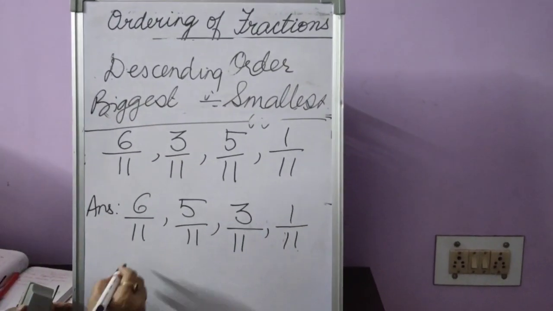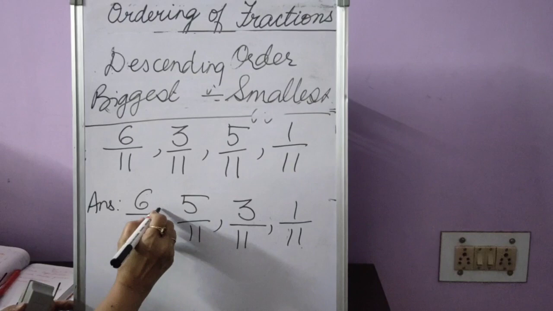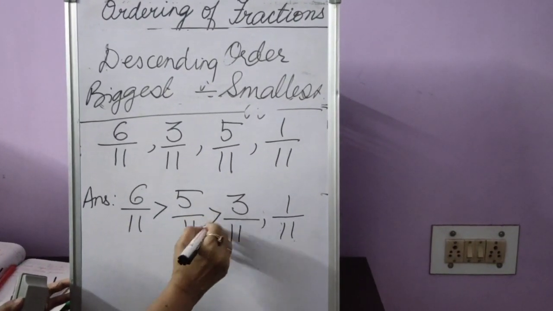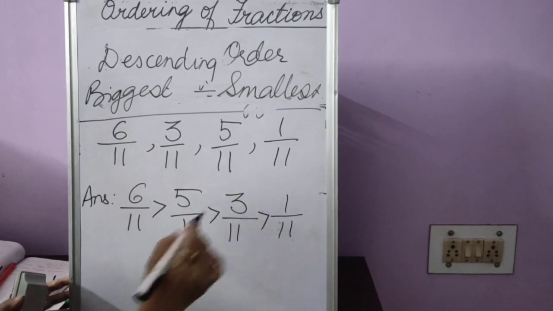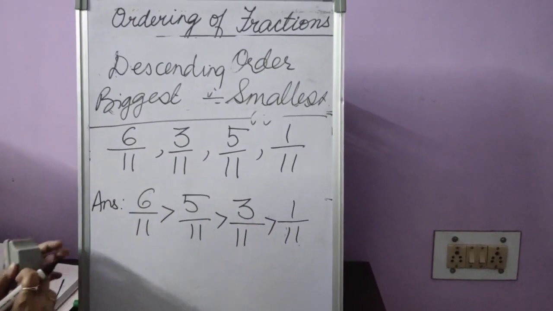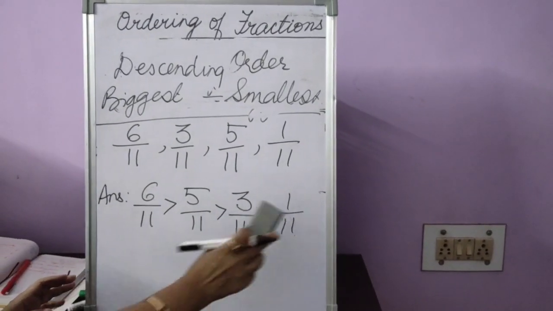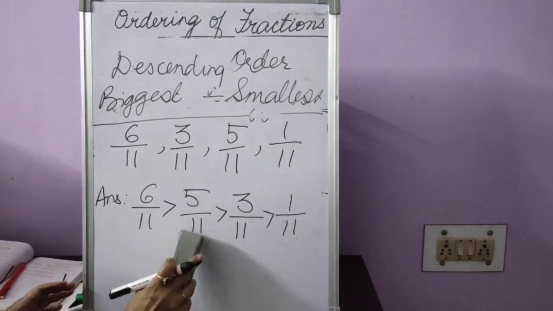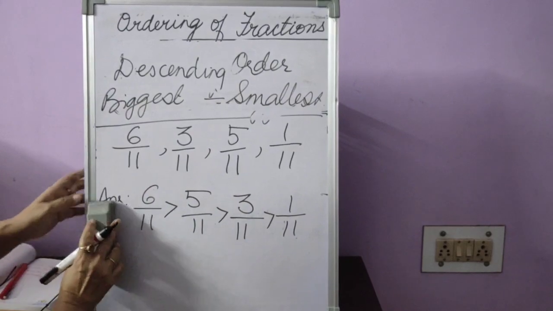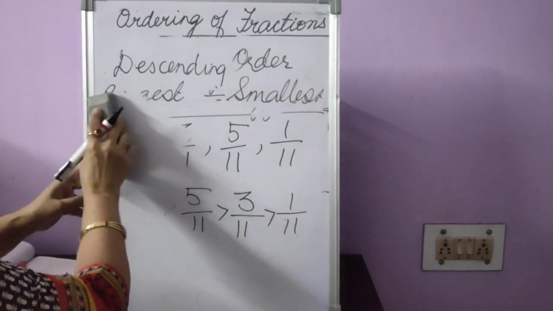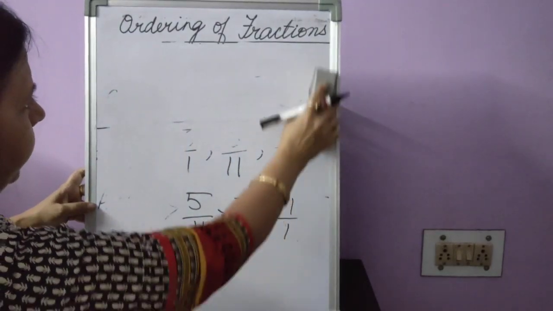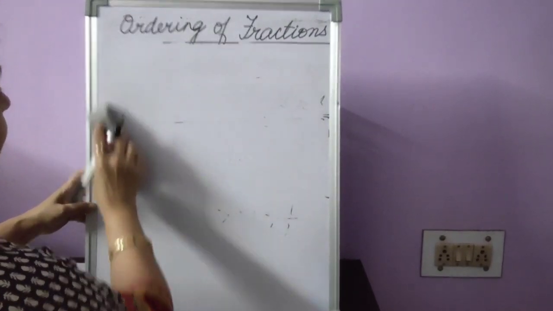If we were to use the signs over here, it will become 6 upon 11 is more than 5 upon 11, is more than 3 upon 11, is more than 1 upon 11. Got it? 1 upon 11 then is less than 3 upon 11, is less than 5 upon 11 and is less than 6 upon 11. And children, the same rule we will follow when we have same numerators.